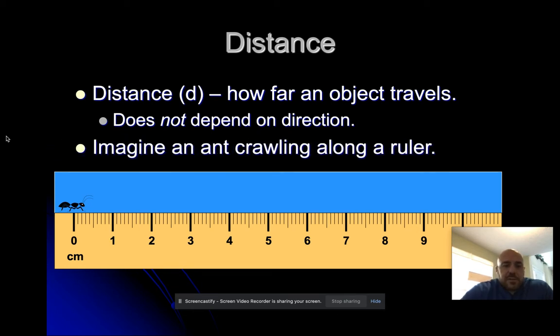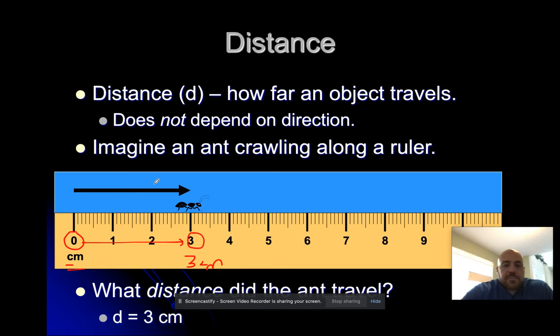Look at the little ant here. Notice where he's starting. Notice where he moved. And if we were to ask you what distance the ant traveled, it's super simple. Started at 0. He went all the way to 3. And since it's in centimeters down there, the ant would have traveled 3 centimeters. Didn't matter that he moved to the right. He traveled 3 centimeters.